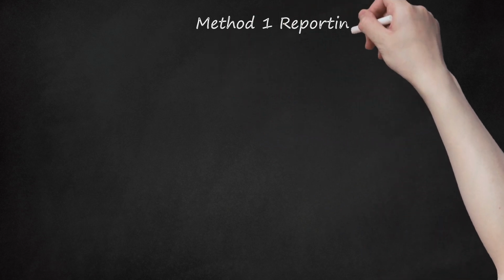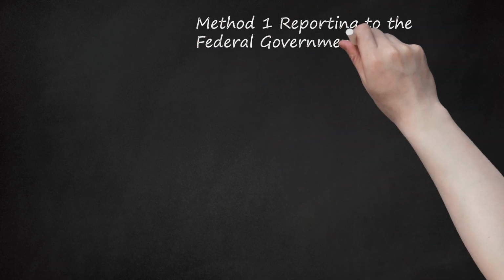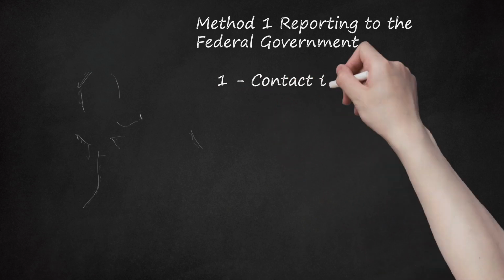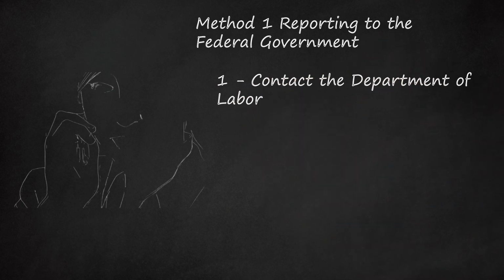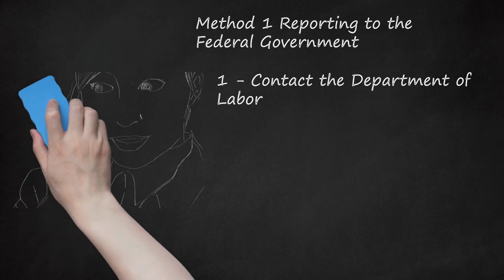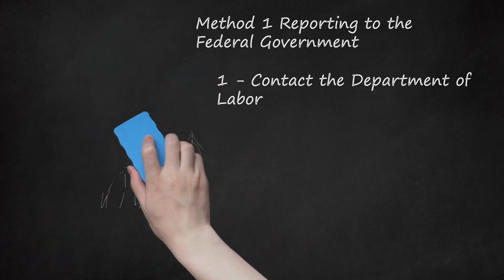Method 1. Reporting to the federal government. 1. Contact the Department of Labor. You should call the Department of Labor, DOL, at 1-866-487-9243. You will then be transferred to a local office. There are over 200 local offices around the country. Your local office will help you complete a claim for unpaid wages.